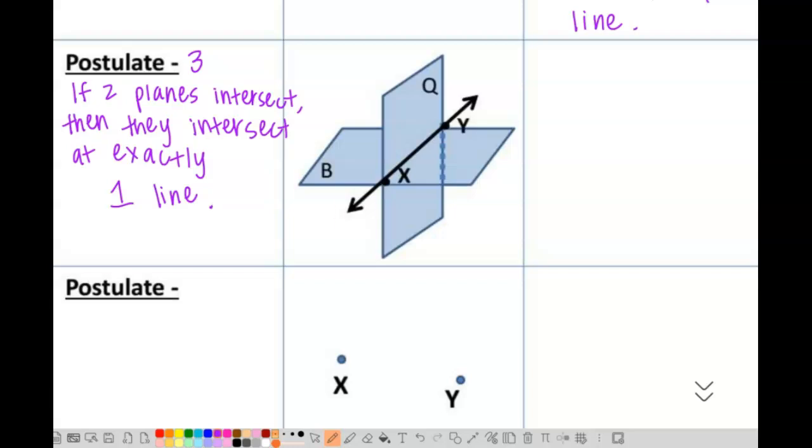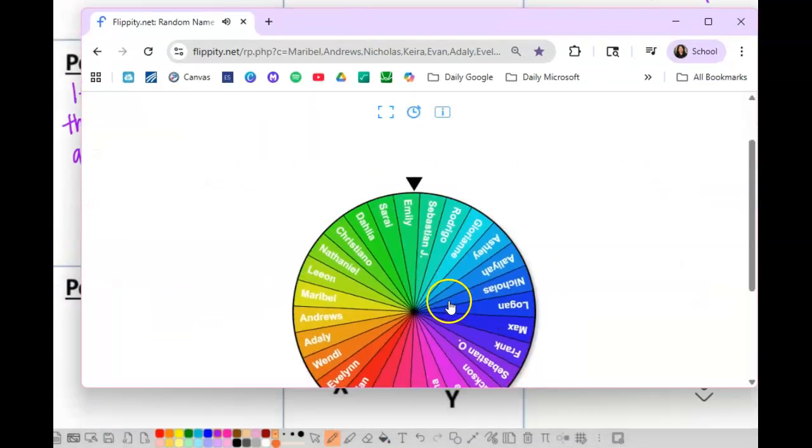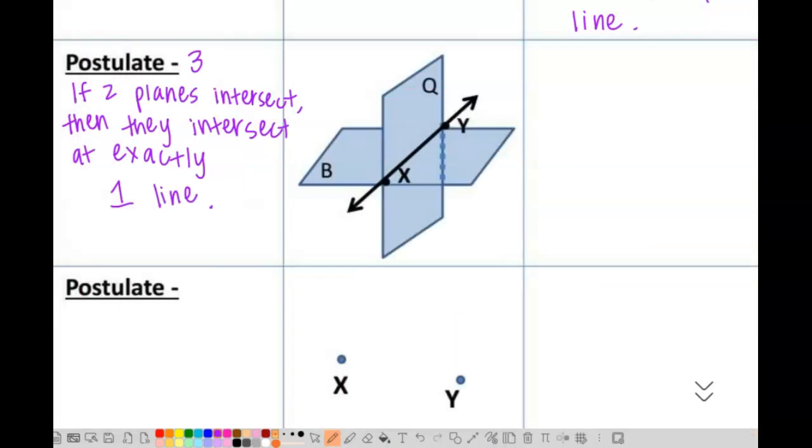All right, let me use my spinning wheel. Let's call on someone. Sarai, can you give me the name of the vertical plane here? The one that's vertical, based on the picture. How would we name it? Plane Q. Good. Plane Q. And then what's the name of the horizontal plane? Plane B. Good. Plane Q and plane B.